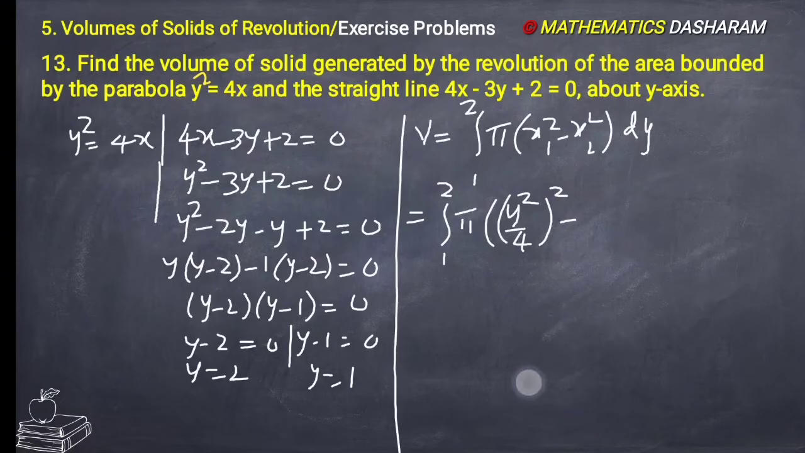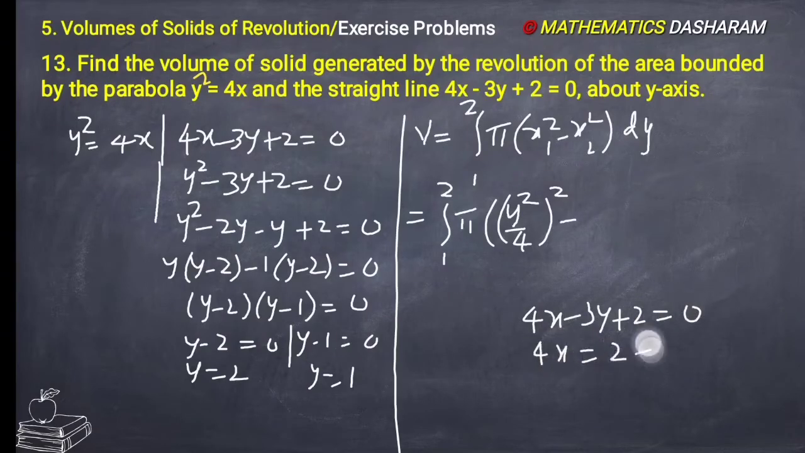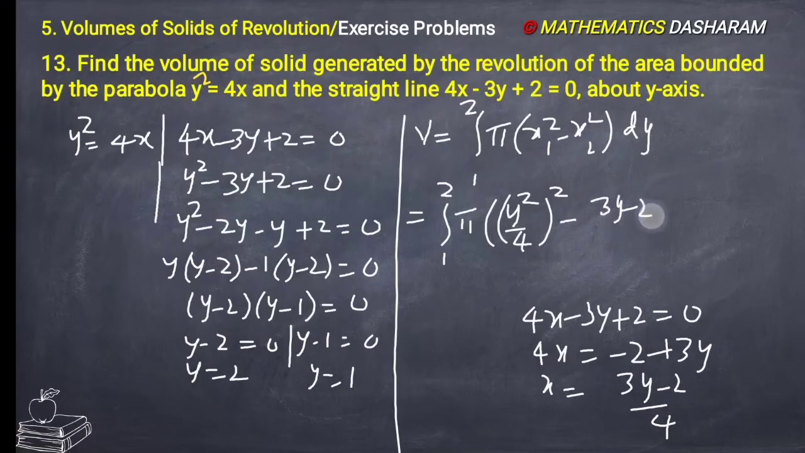Next from the straight line, the x value is here 4x minus 3y plus 2 equals 0. 4x equals to 2 plus 3y. 4x equals to minus 2 plus 3y. Then x equals to 3y minus 2 divided by 4. So here 3y minus 2 divided by 4 whole square dy.